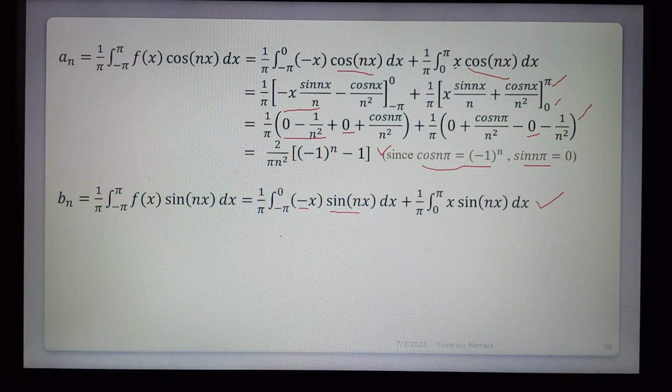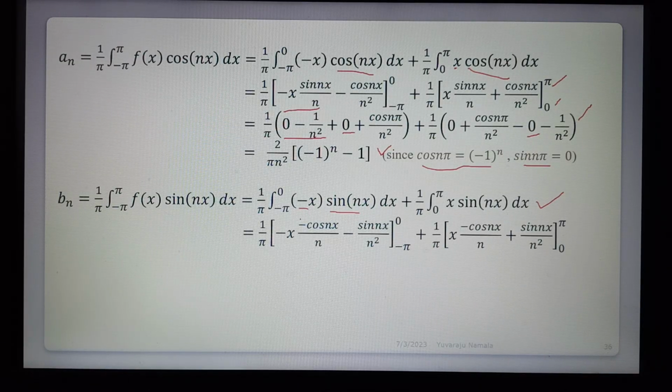So by parts method again, 1 by 5 into minus x into the integration of sin, minus cos nx by n, minus derivative of minus x into 1, into minus plus sin nx, 2 times integration, sin nx by n square, minus 5 to 5 limits. Second one, 1 by 5 into x into integration of sin, minus cos nx by n, minus derivative of x into 1, 2 times integration minus, so minus into minus plus sin nx by n square, 0 to pi.